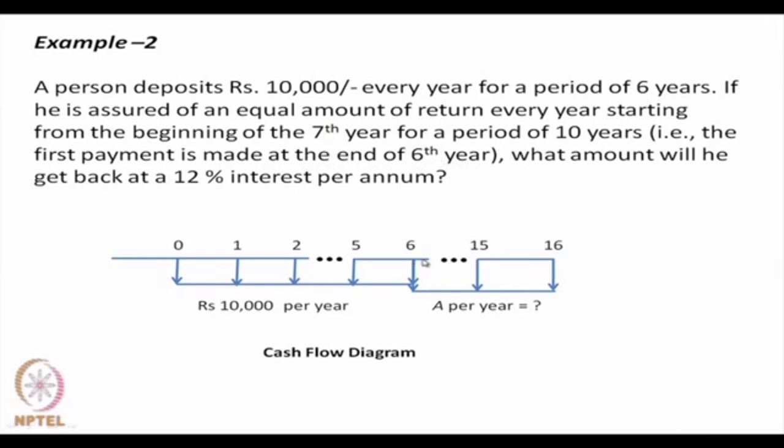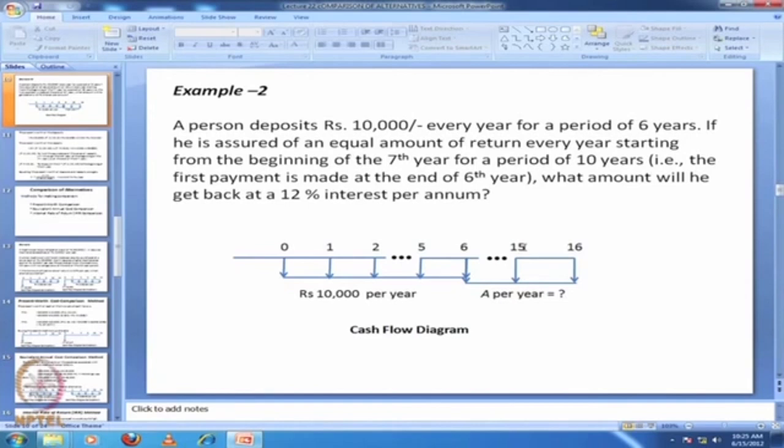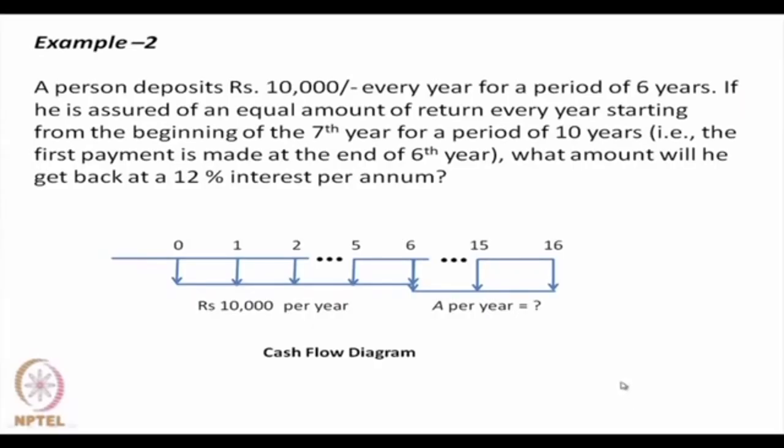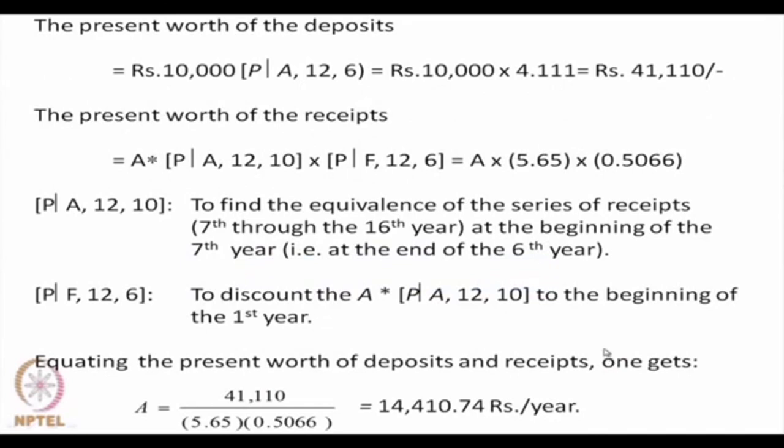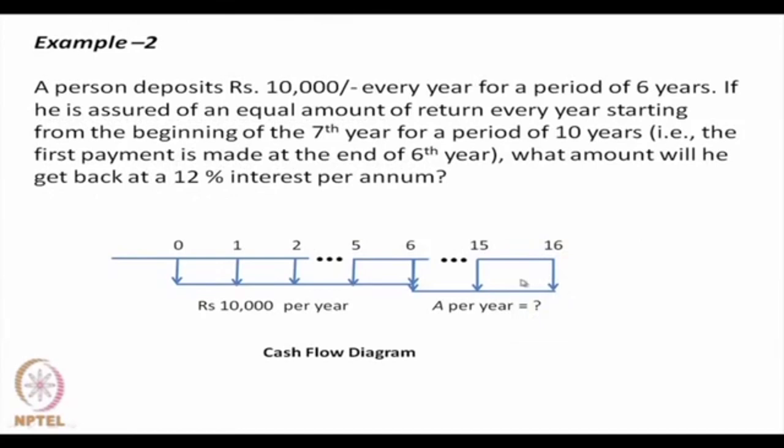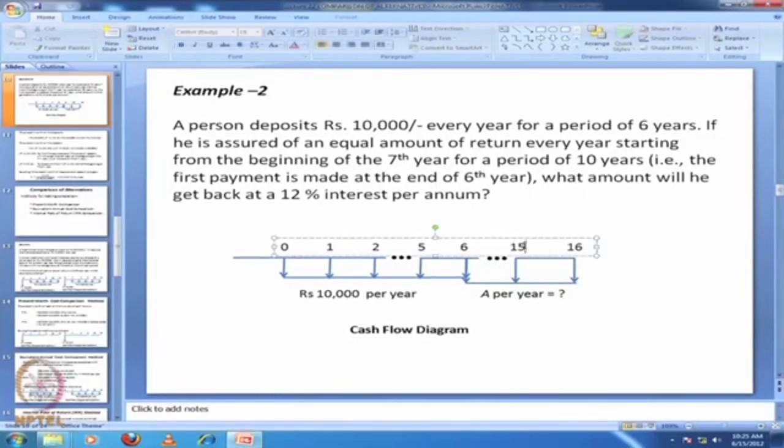So, the beginning of the 7th year is the end of the 6th year. This 6 means this is the end of the 6th year. So, he gets back some money for the next 10 years. So, up to the end of the 16th year, he gets back. So it will be 16 or 15. If he gets here 6, 7, 8, 9, 10, 11, 12, 13, 14, 15. So this should be 14 and that should be 15.